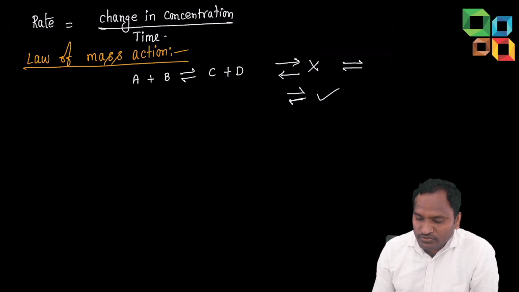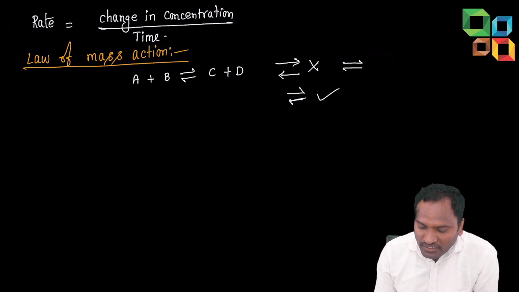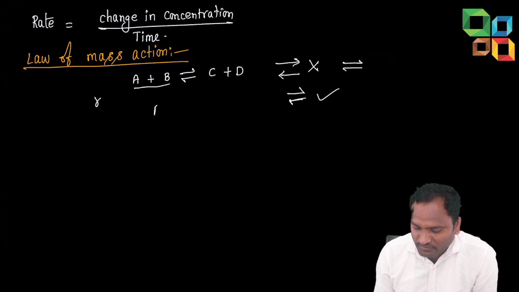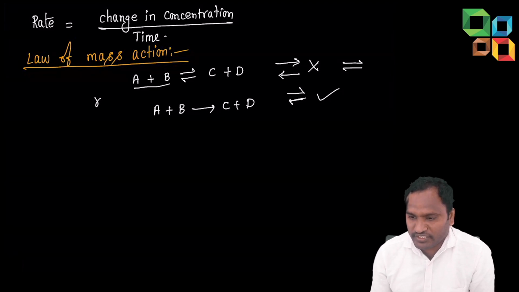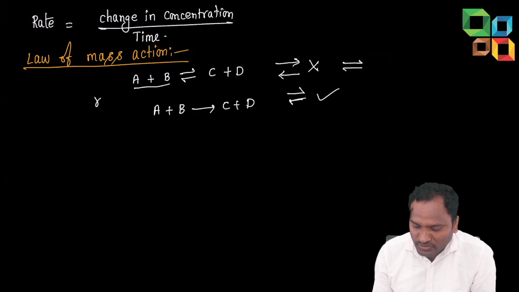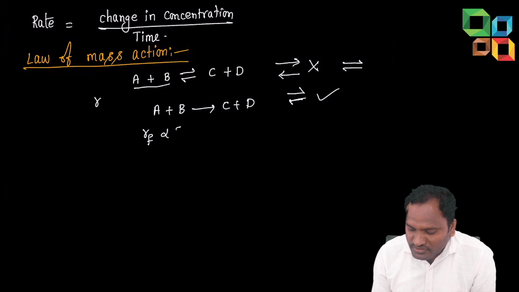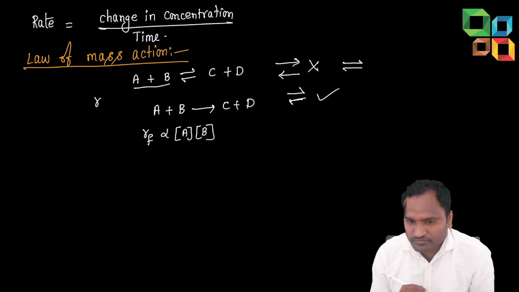Now, according to the law of mass action, this is the forward reaction, isn't it, students? Forward reaction: A plus B is converting into C plus D. It happens from left to right, reactants to products. So now the rate of the forward reaction is directly proportional to the concentration of A into the concentration of B.